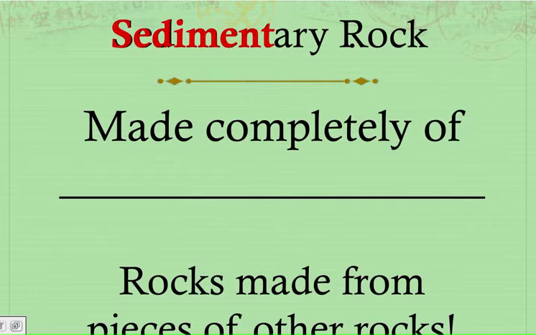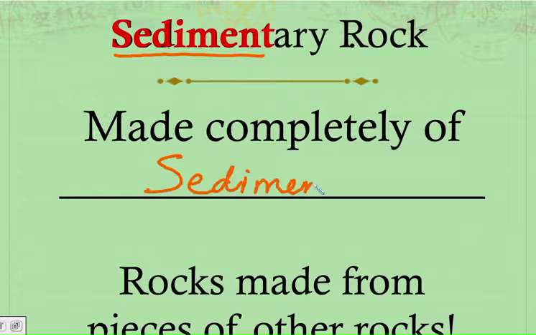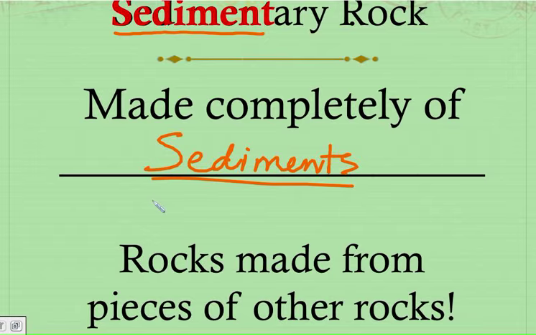Now what I want you to notice about the name sedimentary rock is what it starts with. The word sediment is right in there. So a sedimentary rock is a rock made completely of, you guessed it, sediments. Sediments are tiny little pieces of rock. So basically a rock made up of little rocks. That's what's happening here with a sedimentary rock. A sediment, again, is a tiny, small piece of a rock.